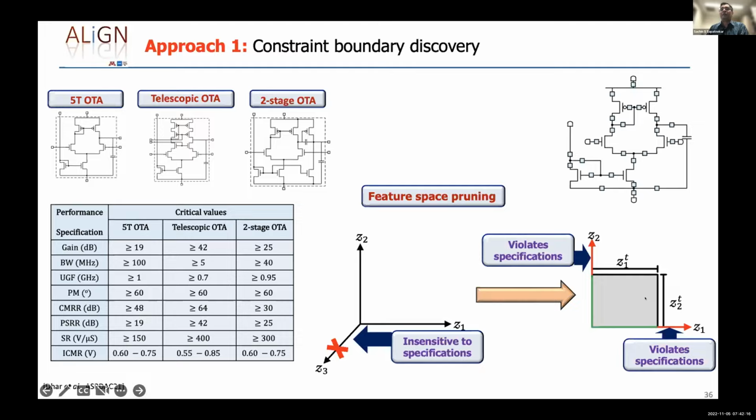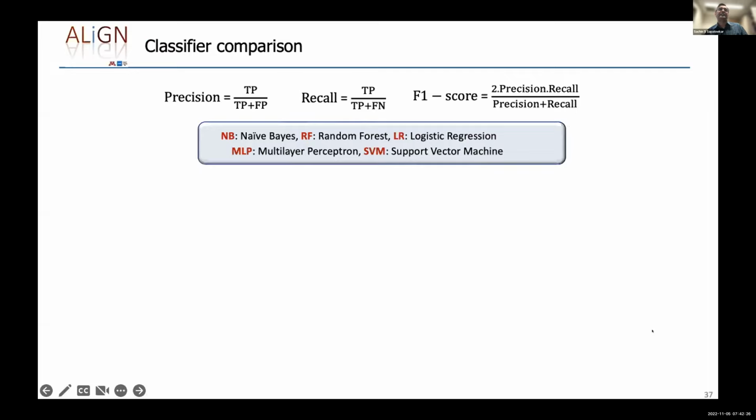Once you have this upper bound, the actual constraint region is not going to be this, because maybe I can lengthen one wire and make another wire shorter. So it's going to be some kind of a linear or nonlinear relationship between these. So what we tried to do was we used a variety of ML approaches, a multi-layer perceptron, logistic regression, support vector machines, et cetera.